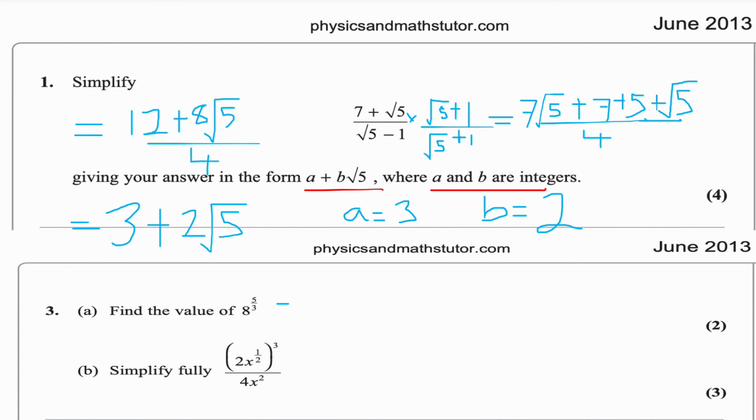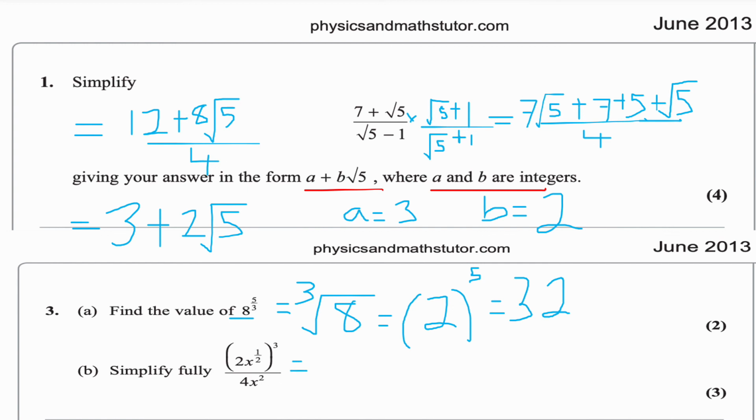Question number 3 on the June 2013 past paper, part A. Write down the value of 8 to the 5/3. So I take the cube root of 8 first. So I do the root of my denominator. The denominator tells me what the root is. That's going to be equal to 2, because 2 times 2 times 2 is 8. And I'm going to raise that to the power of 5. 2 to the power of 5 is just 32, guys. 2 times 2 times 2 times 2 times 2 gives me 32.